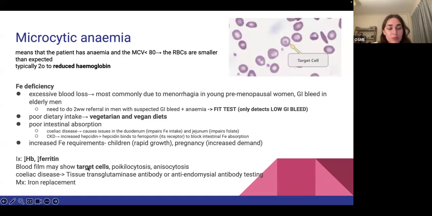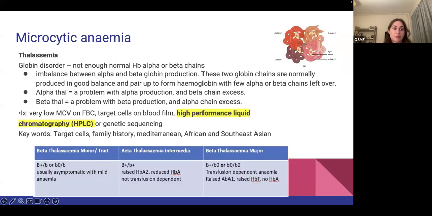The blood film, they might have it and they might mention these words. So target cells or poikilocytosis or poikilocytes. This is what target cells look like. They literally look like a shooting range target. And the way this is treated is iron replacement. So thalassemia is your next hitter for microcytic anemias.